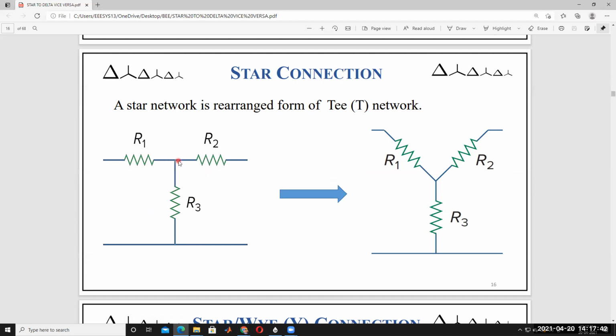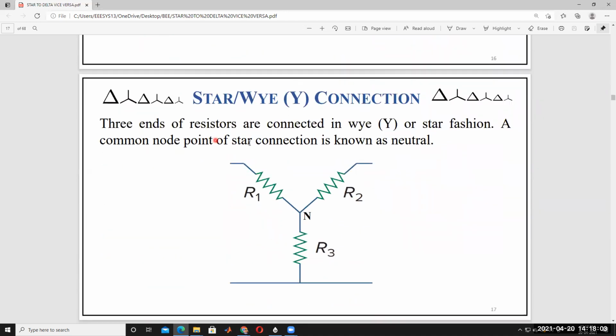This T network is rearranged into a star connection system, like this: R1, R2, R3. Nothing is different, it is the same, but it can be arranged like this. R1 is connected like this, R2 is connected like this, and it looks like a star. The three ends of the resistors R1, R2, R3 are connected in star fashion.